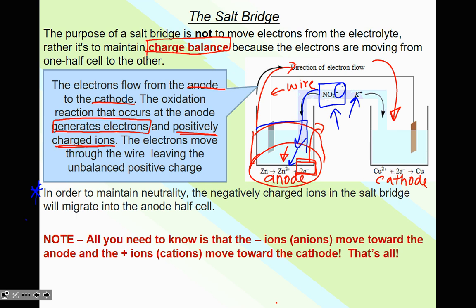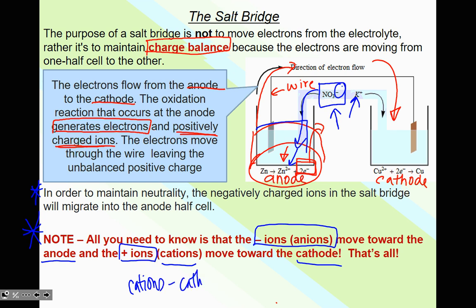All you have to know is this. Negative ions, or anions, move towards the anode, and the positively charged ions, or the cations, move toward the cathode. And they start with the same 3 letters. So cations move to the cathode, and anions move to the anode.